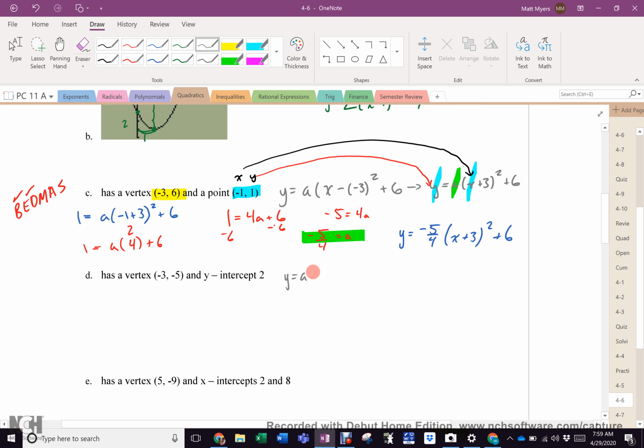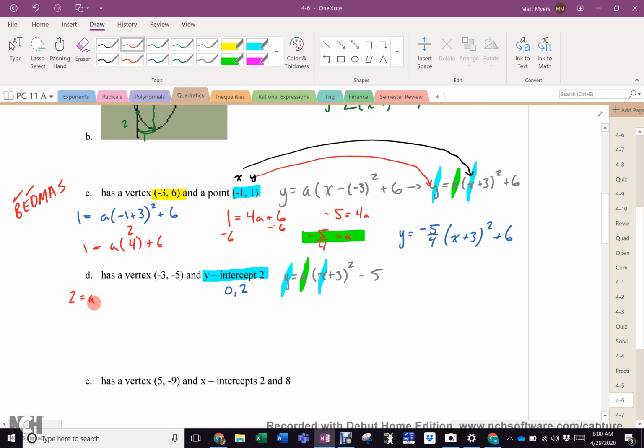Y equals a. And I'm going to shorten this up now. I know negative 3 is going to become x plus 3 because of this. Minus 5. So now I'm still missing a. But I still have a y and an x. Wait a minute, Myers. We only have a y. Really? A y-intercept is always 0, 2. So there's an x and a y. So then all I do is sub it in.